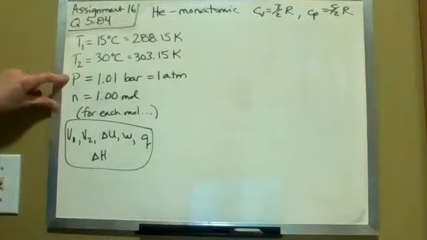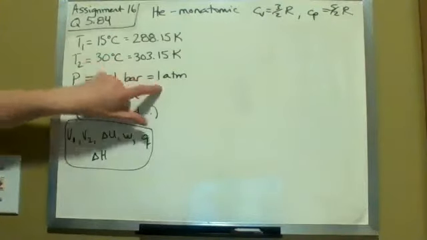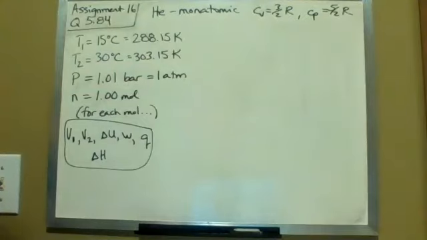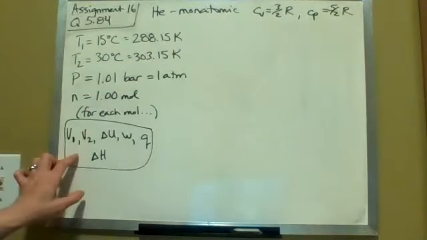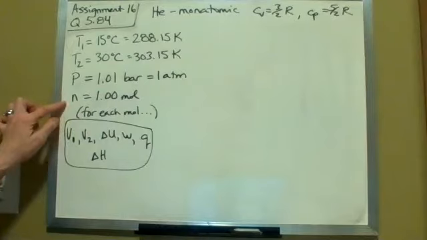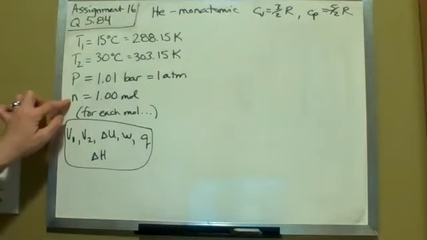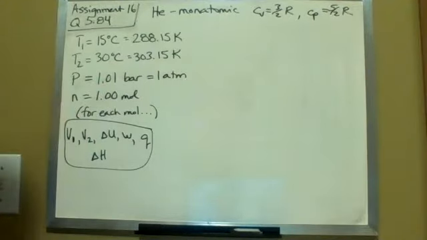The pressure remains the same at 1.01 bar, and so I've just switched these into kelvins and atmospheres. They want to know the following variables, the following answers per mole of helium, so that's why I'm putting N as 1 mole. We'll start out with initial and final volumes.